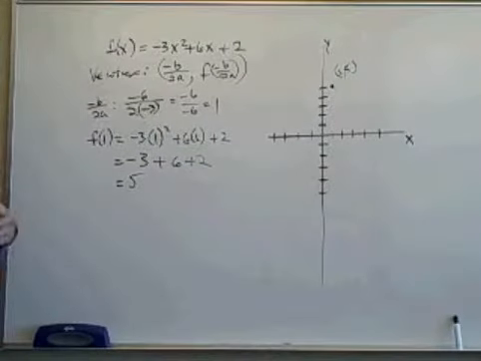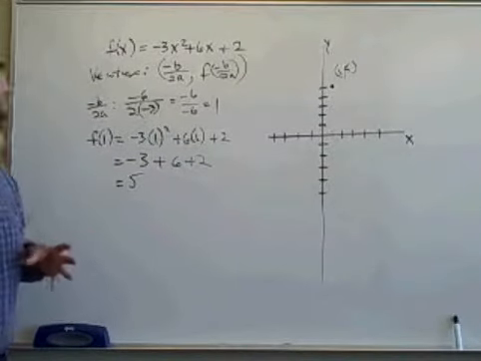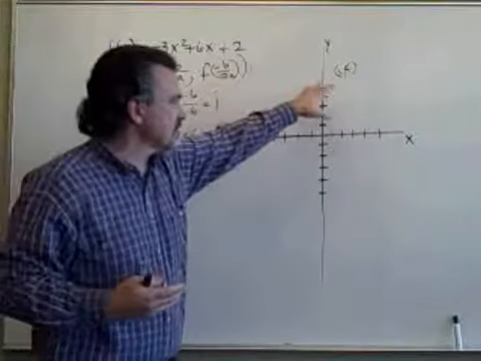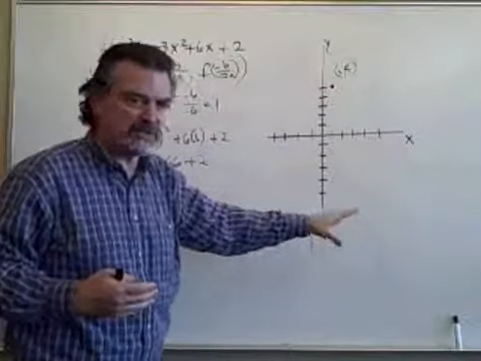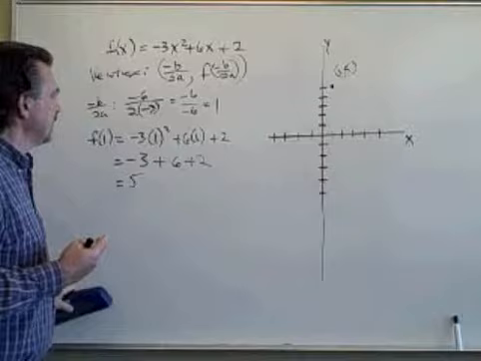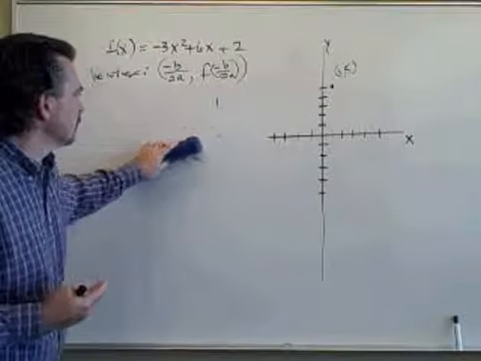And in this case, does our parabola open up or open down? Well, the coefficient of the squared term is negative. That tells us our parabola will be opening downward. Well, let's see if we can find some other points that we can graph.